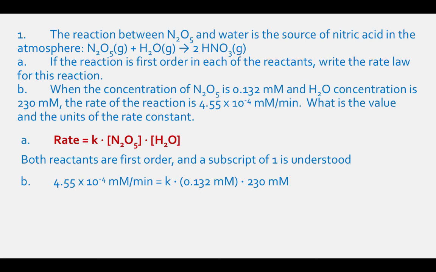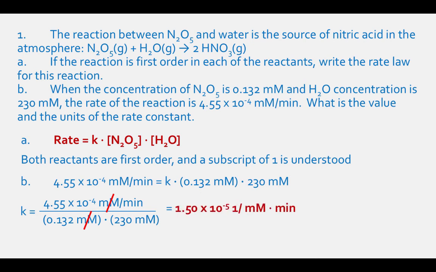This will be 4.55 times 10 to the negative 4 millimolar per minute equals K times 0.132 millimolar times 230 millimolar. K will therefore equal 4.55 times 10 to the negative 4 millimolar per minute divided by 0.132 millimolar times 230 millimolar. We will cancel one of the millimolars out. Therefore, K will equal 1.50 times 10 to the negative 5, and the units will be 1 per millimolar times minute.